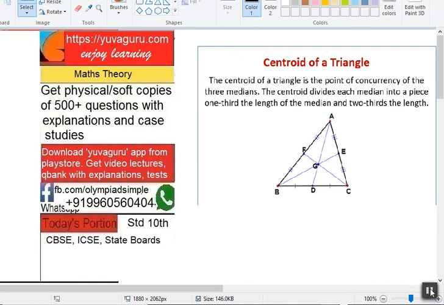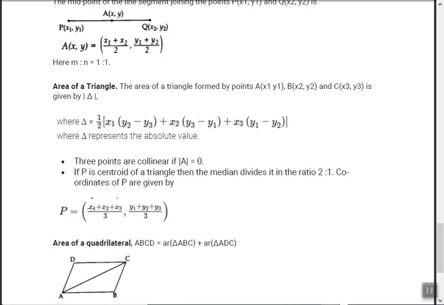Okay, move on. The coordinates of the centroid are given as (x1 plus x2 plus x3) upon 3, (y1 plus y2 plus y3) upon 3. This centroid means that point G which we have seen. And what are these x1, x2, x3? These are of A, B, C. This is the x coordinate, this is the y coordinate.